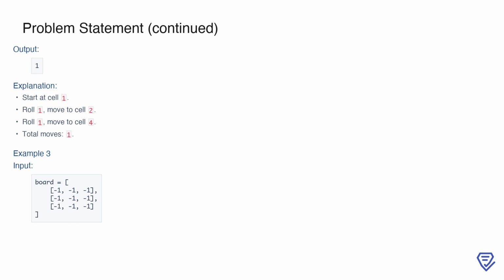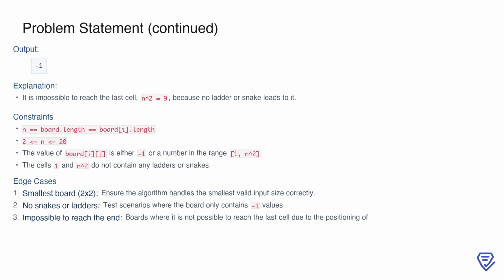Now, let's examine a third example where it is impossible to reach the final cell. In the third example, the output is -1 because the last cell, n^2, is unreachable. The board is a 3x3 grid, and all cells contain -1, meaning there are no ladders or snakes to help you progress. Regardless of the dice rolls, you cannot reach the final cell due to the lack of connectivity within the board. This demonstrates how the problem accounts for scenarios where reaching the goal is not feasible.